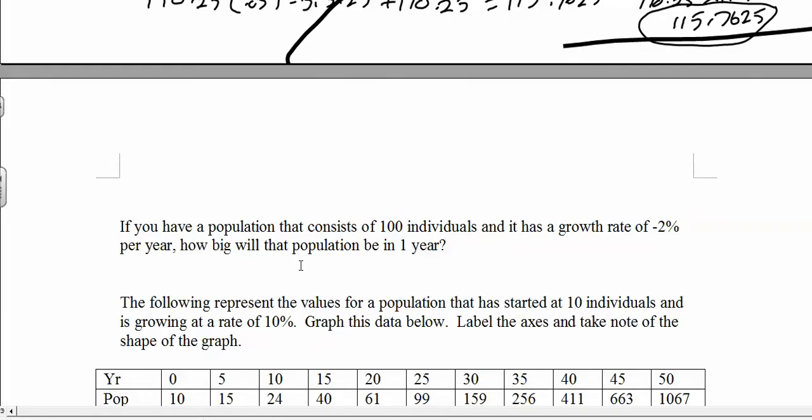Just quickly though, you can do the reverse direction. If you have a negative growth rate, you would just do 100 times 0.02, since the growth rate is negative 2%. That would give you 2 individuals, but now you just do 100 minus 2 equals 98. So now your population has shrunk.